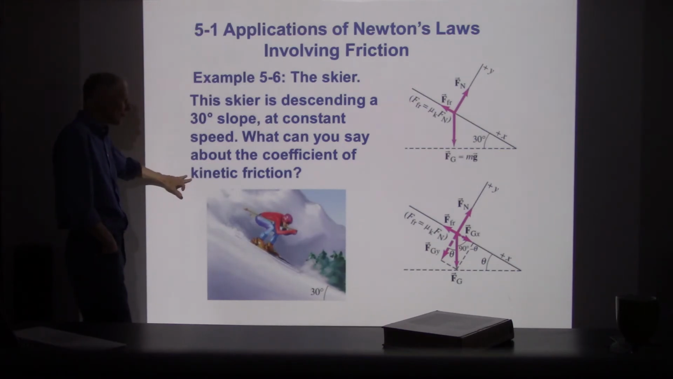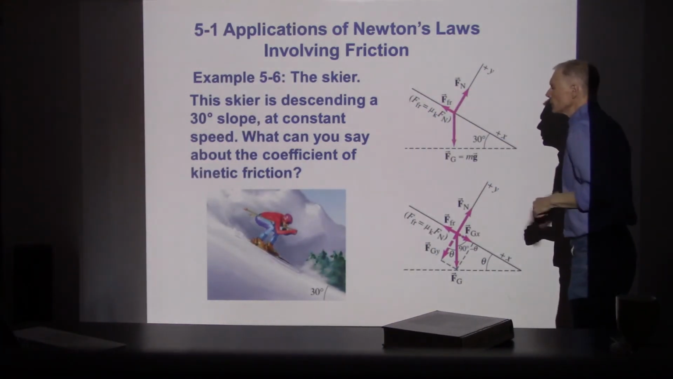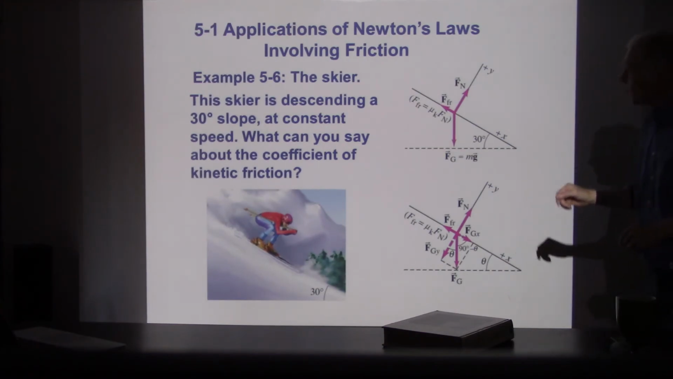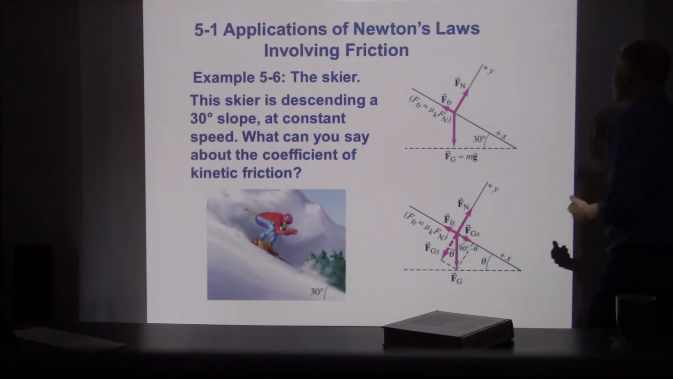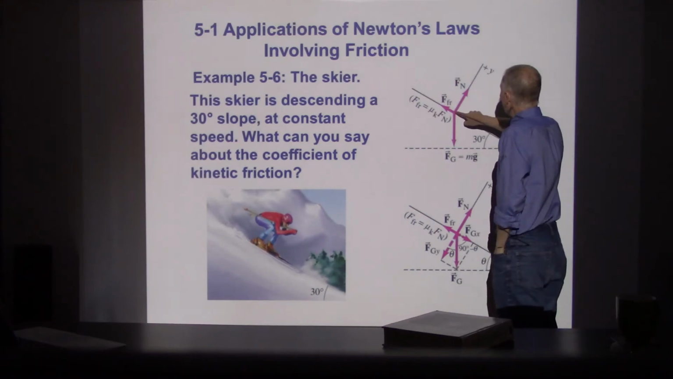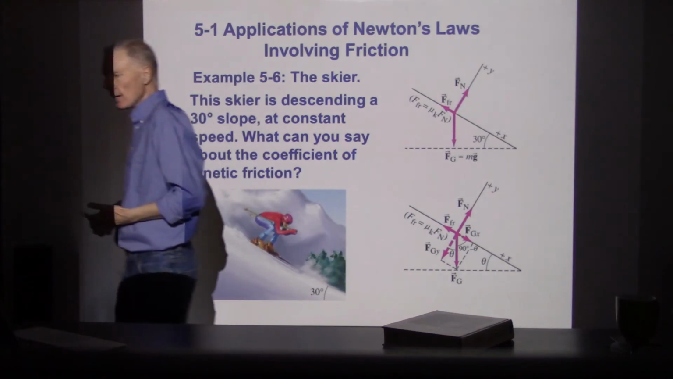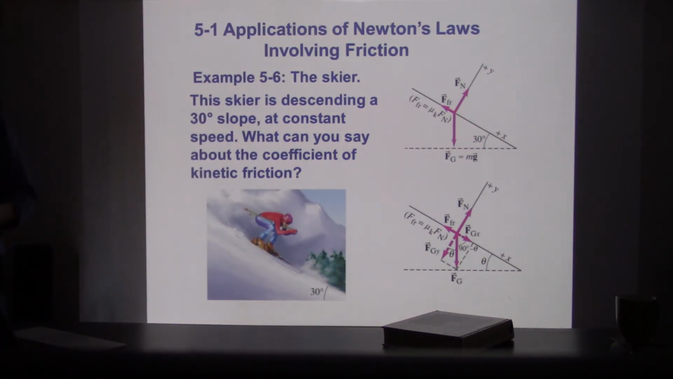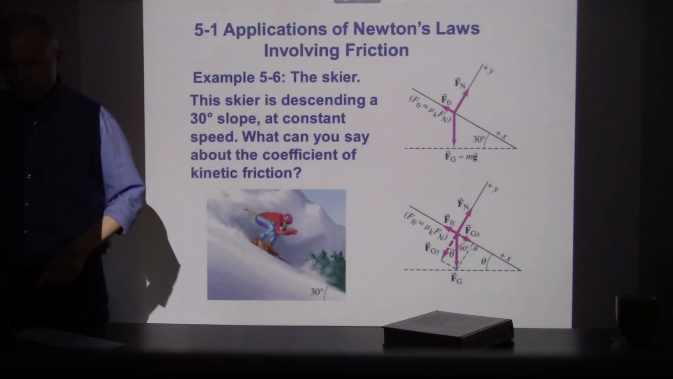What do we know about the kinetic coefficient of friction? So how much friction would be needed on a 30-degree slope in order to have the skier not picking up speed? The skier's not going faster. The skier just maintains the same constant speed. So let's look. We've got a normal force. Now this takes us back to the incline. We saw an example with the incline at the end of lecture for chapter 4, which was a really good example that we were looking at.